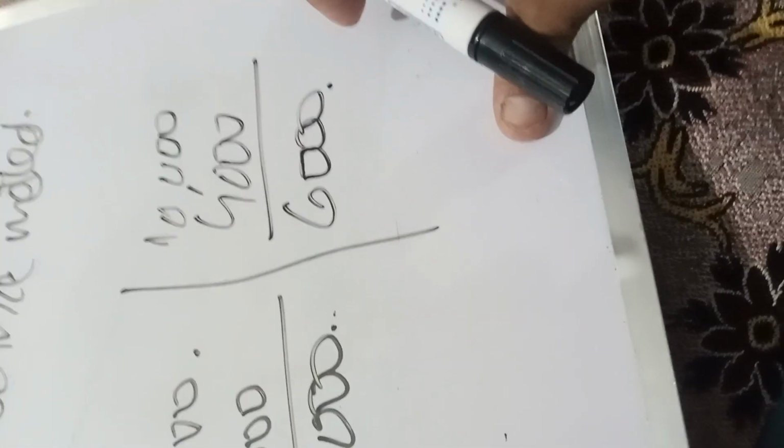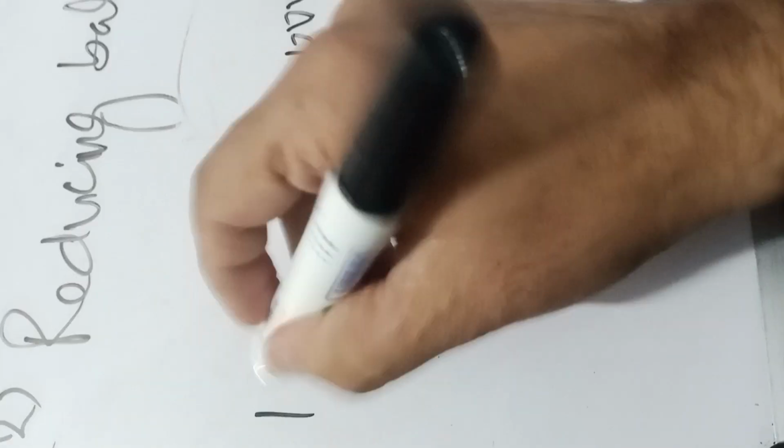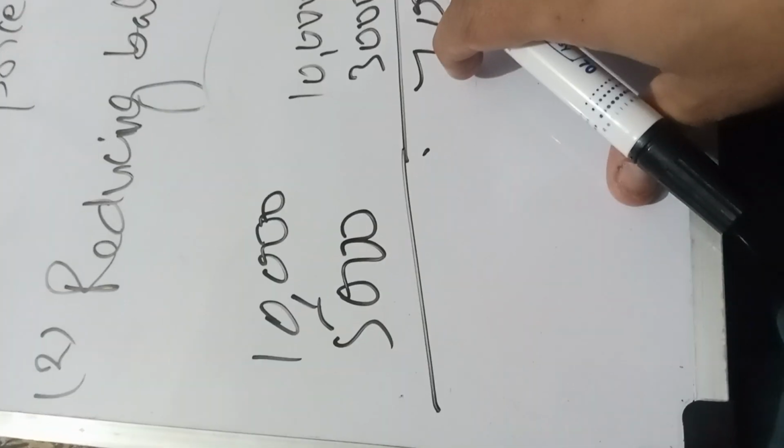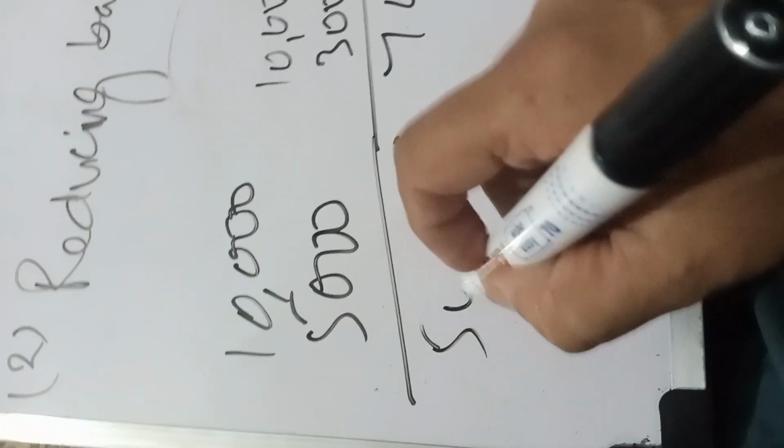Same, 10,000 minus 4,000, the depreciation of 4 years. At the end of the fourth year, the furniture value will be 6,000. And lastly, 10,000 and 5 years, 5,000 is the depreciation of 5 years. At the end of 5 years, the net book value of furniture will be 5,000. That is the remaining value.